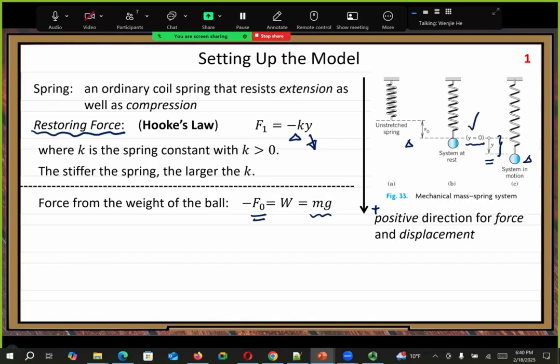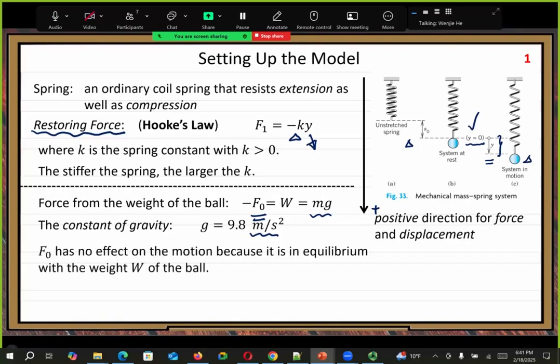So the direction, mg, is the weight. The gravity constant uses the unit meters per second squared. There is another system using feet, but here we use the meter system: meter, second, kilogram, the metric system.